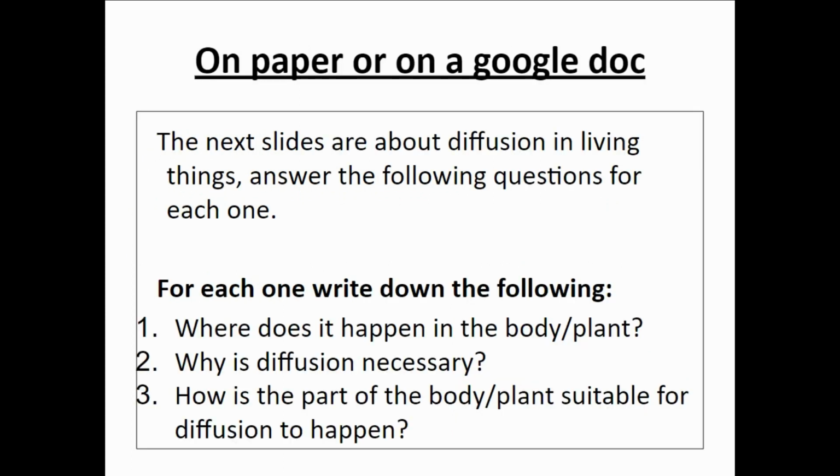Either on paper or a Google document, you need to do the following task. The next slides are about diffusion in living things. Answer the following questions for each one. Where does it happen in the body or plant? Why is diffusion necessary? How is the part of the body or plant suitable for diffusion to happen?